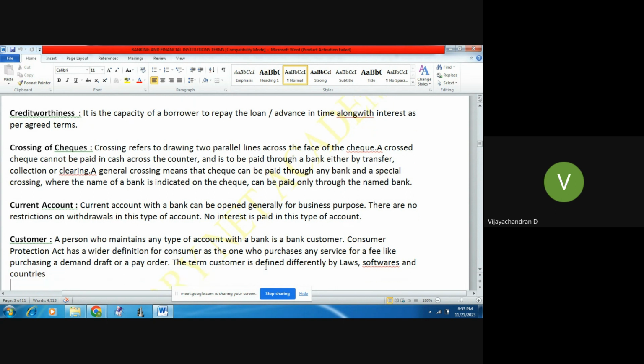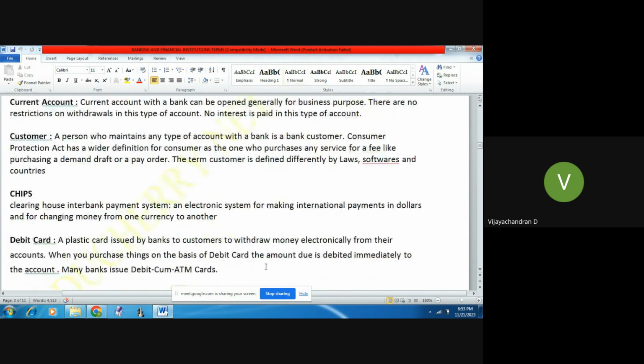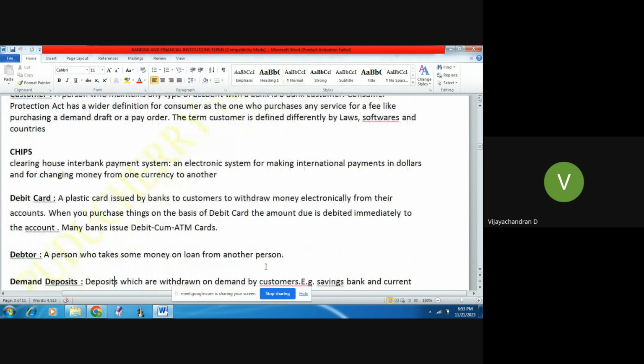Current account, I told you, customer, yes, the client. CHIPS, what is that? The Clearing House Interbank Payments System. It is a network. By the way, the international payment will be made in the form of dollars, not in rupees. Already I told you about BIPS, the banking internet payment service.